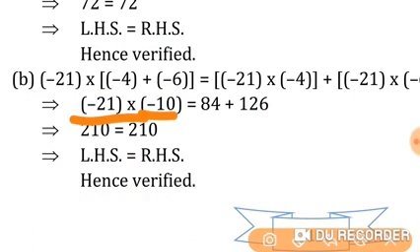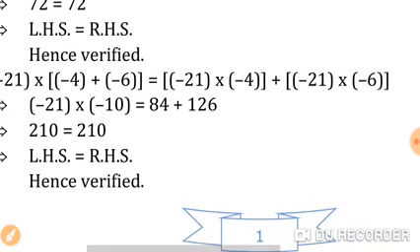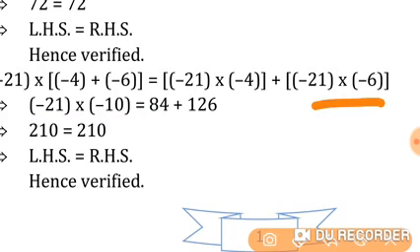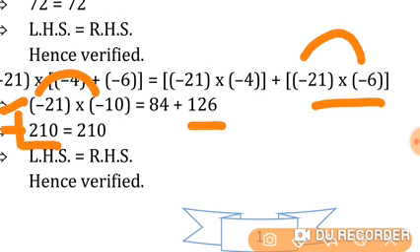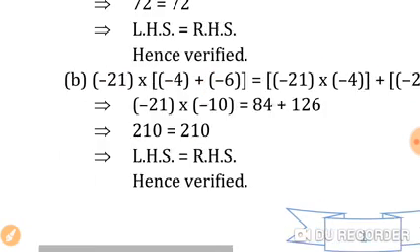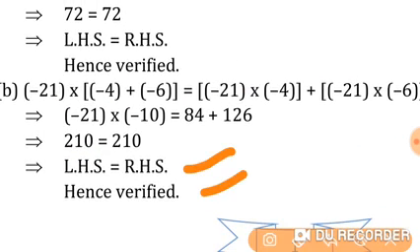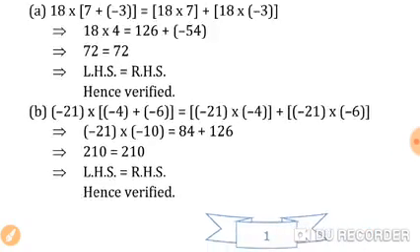Okay, then here, bracket 21 into 4 is 84, minus into minus plus. Then 21 into 6 is 126, minus into minus plus. So LHS becomes minus 21 into 10. 21 into 10 is 210, minus into minus plus. Here also 84 plus 126 is 210. So LHS equals RHS, hence verified. So that's why it is proved.